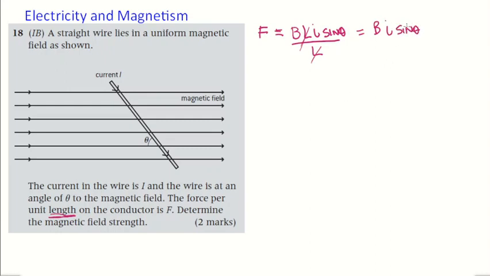I cannot assume anything regarding theta because it's not said that it's a 90 degree angle, it's a 45, whatever. So I have to just keep it there. Since the question is asking us for B, the magnetic field, we'll just rearrange this equation and make B our subject. So that's F over I sine of theta. And that's it. As simple as that.